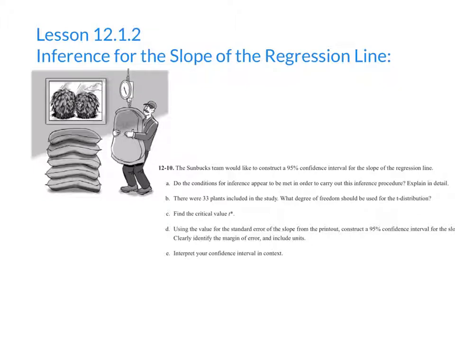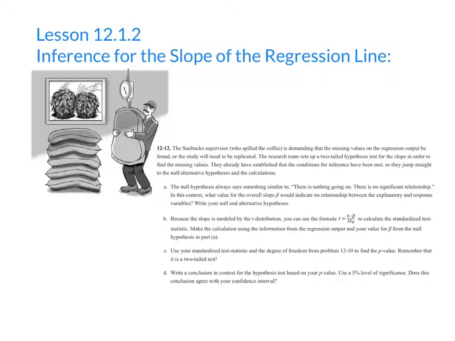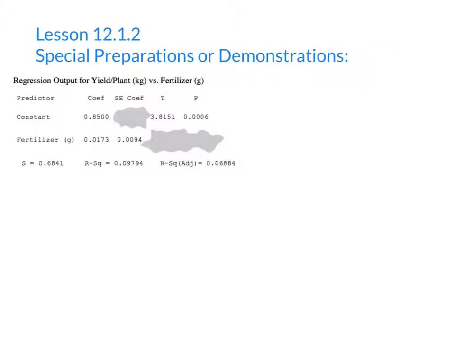Problem 12.10 then steps the students through a confidence interval calculation on the slope, while problem 12.12 introduces the hypothesis test. The computer output for the coffee experiment is shown as being incomplete. The students are required to use algebra to find the missing values in problems 12.12b and 12.13b.